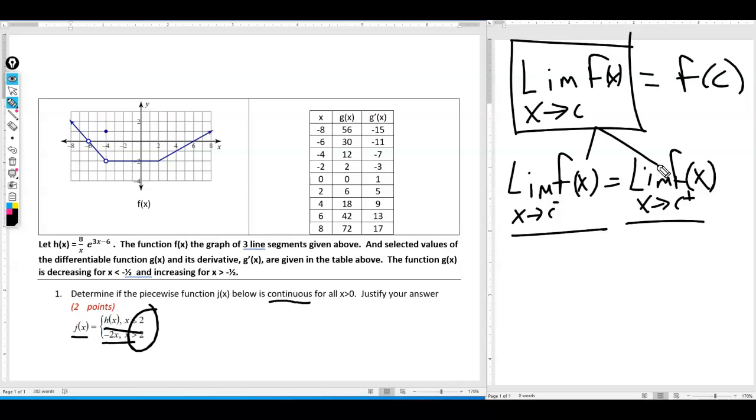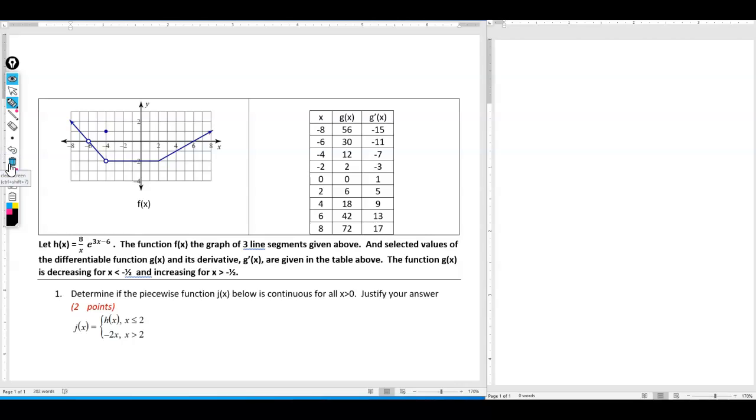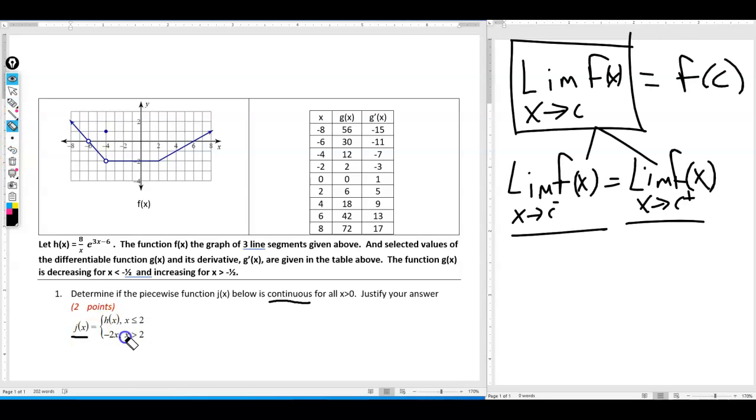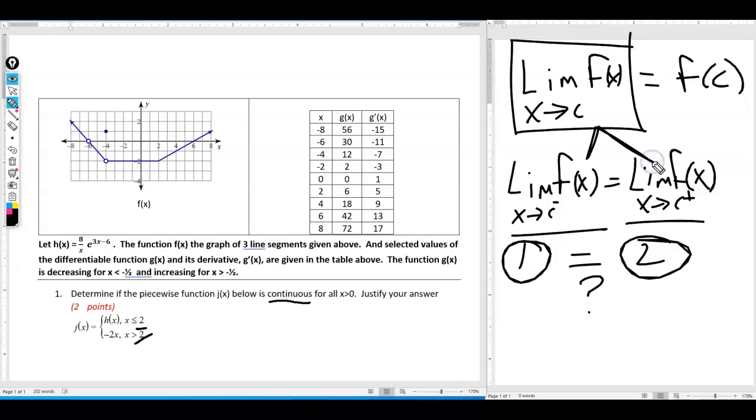So to do this particular problem that we're looking at right here, to prove that this function is continuous, the first thing I'm going to do is find what the limit is from the left of 2. And then I'm going to find what the limit from the right of 2 is. And if those two things match, then we can say the limit exists, and that's what the limit is. If they don't match, we're going to stop, and we're going to say the limit doesn't exist because they weren't equal. But let's just say they do equal each other.